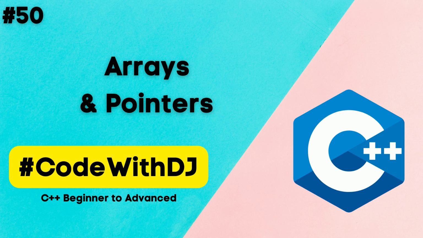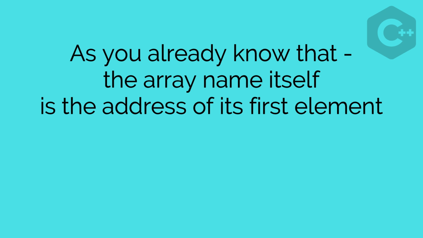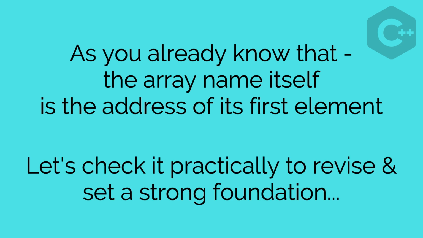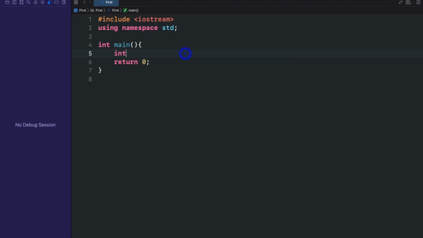Now let's talk about using pointers with arrays. As you already know, the array name itself is the address of its first element. Let's check it practically to revise and set a strong foundation. Let's take an integer array. I will say int iarr[3] = {21, 23, 73}.